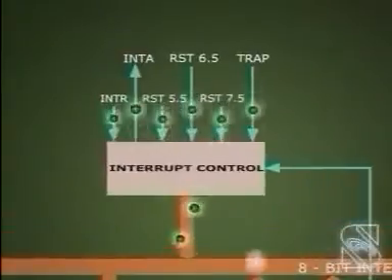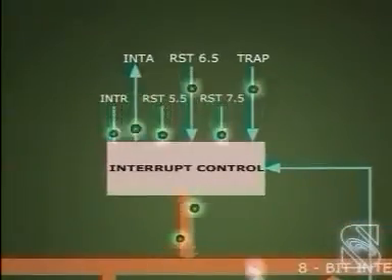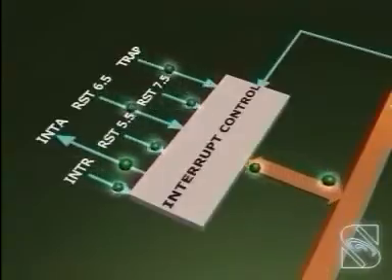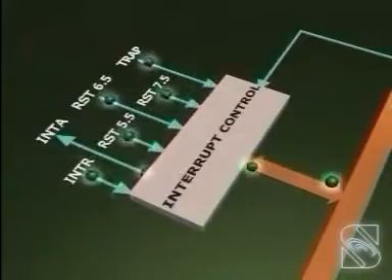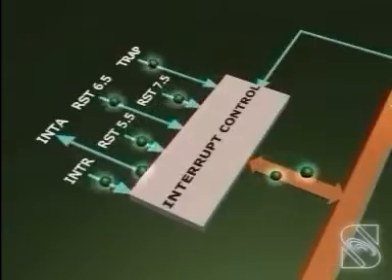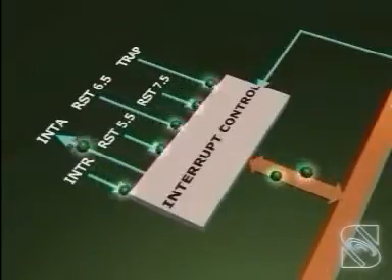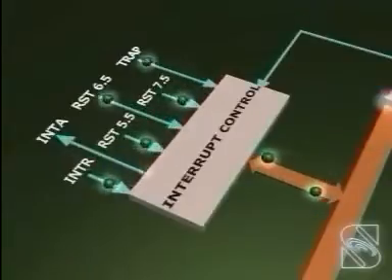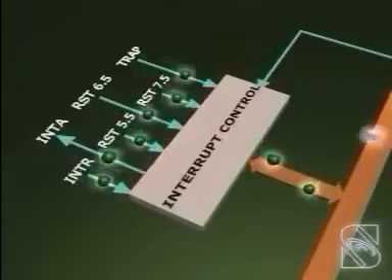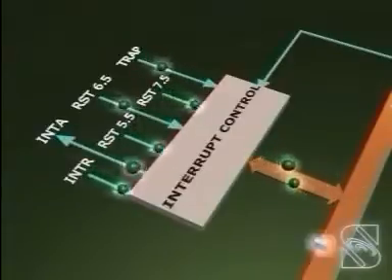Interrupt control. Sometimes it is necessary to interrupt the execution of the main program to answer a request from an I/O device. For instance, an I/O device may send an interrupt signal to the interrupt control unit to indicate that data is ready for input. The computer temporarily stops the execution of main program, inputs the data, and then returns to the main program.